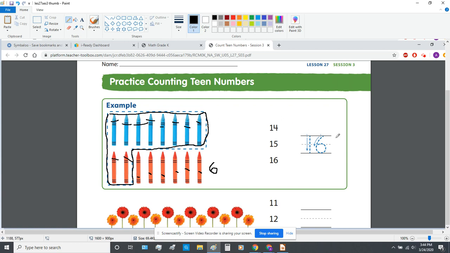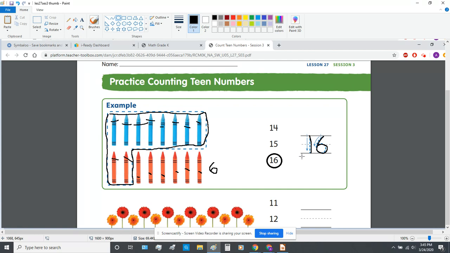Then they came right over here and said, oh, there's a 1 from my one group of 10, and I just counted 6 extras. Now, the only thing they did not do in this practice example was circle the number that matches. And what number is this? If there's a 1 and a 6, we have, that's right, we have 16.